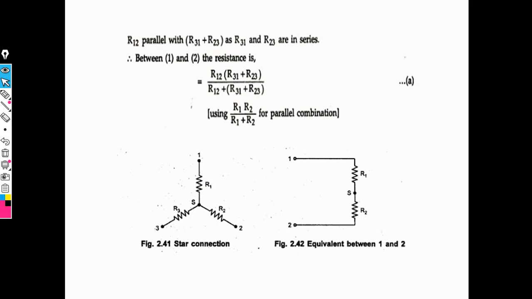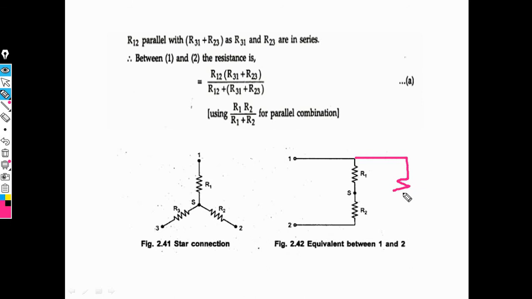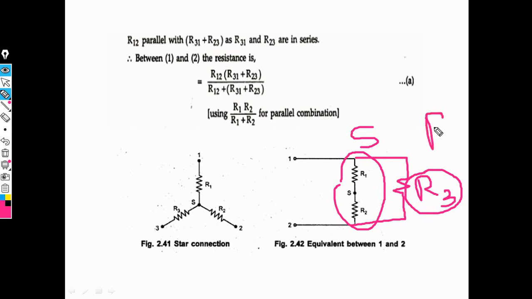Okay, now here this is the star connection. Now this is the value of R1, R2, R3. In this circuit the resistances R1 and R2 are connected in series, and parallel to R3. That means resistances R1 and R2 are connected in series and R3 is connected in parallel. This is for the star connection.